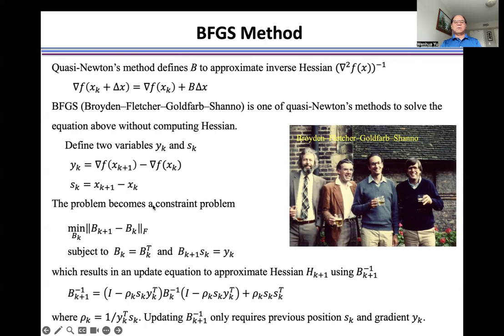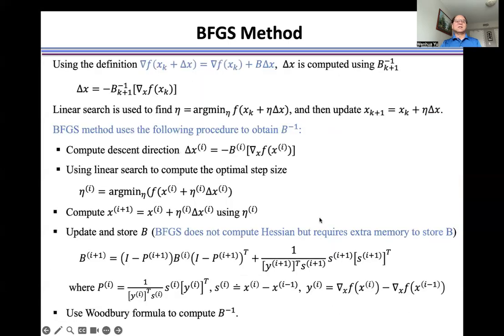The problem becomes a constrained problem, minimum subject to two constraints, which results in an updated equation to approximate the Hessian using the inverse B. We update inverse B by using this formulation. Updating inverse B only requires the previous position and previous gradient.